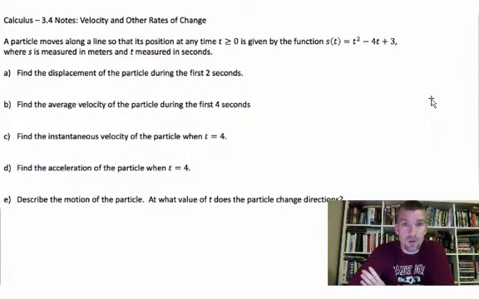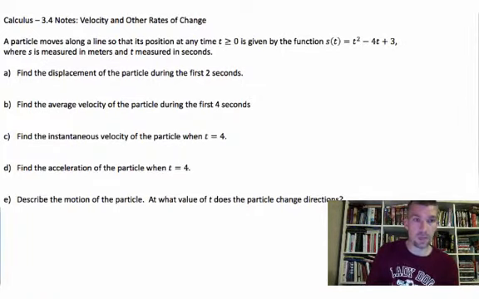Okay, so what we're going to talk about now is looking at a particle moving along a line, and they give us a position function, but with this position function, one of the rules is that t has to be positive, and they show us what that position function is, and they want to know the answer to all these questions. So find the displacement of the particle during the first 2 seconds.